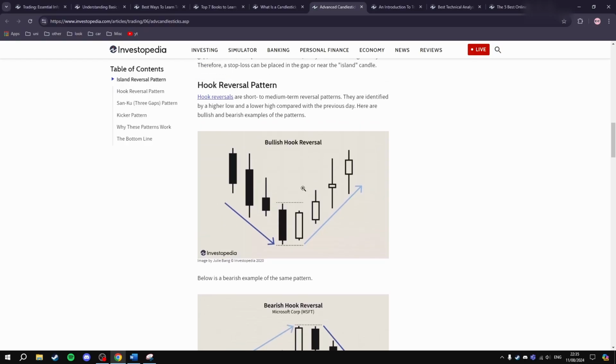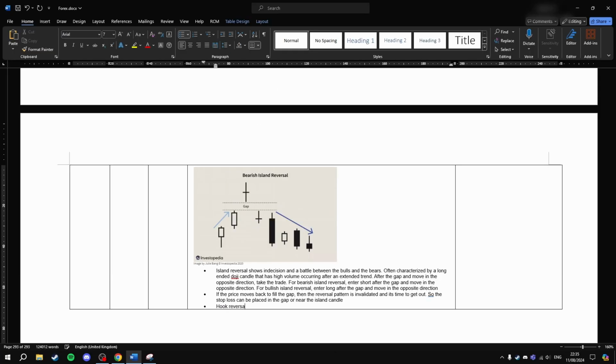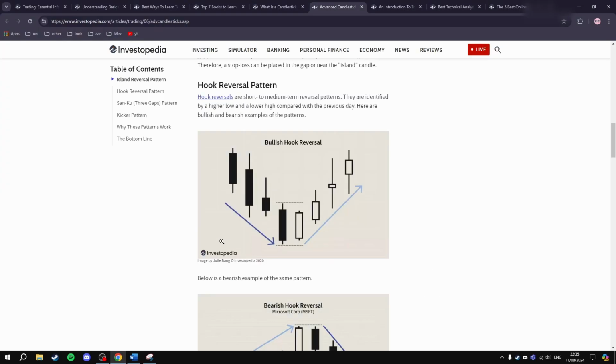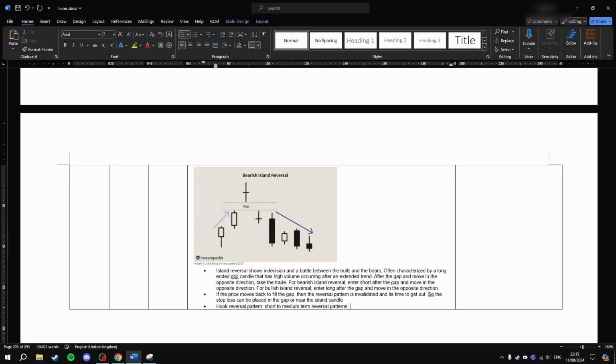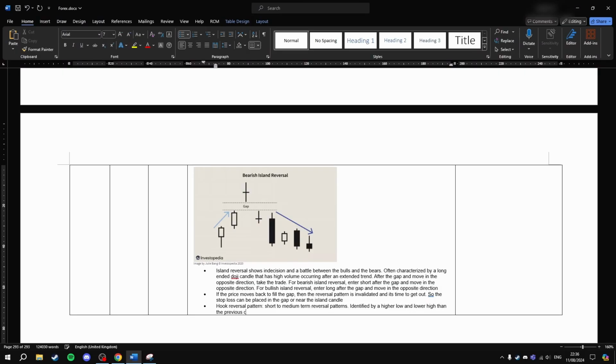Hook reversal pattern. Hook reversals are short to medium term reversal patterns. They are identified by a higher low and a lower high compared with the previous day. So identified by a higher low and a lower high than the previous day.